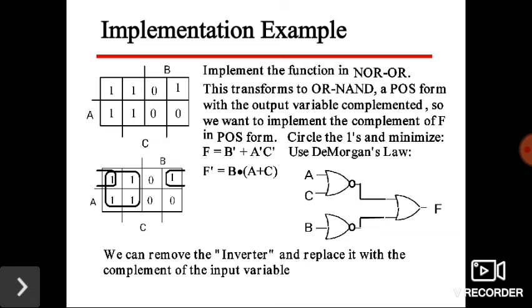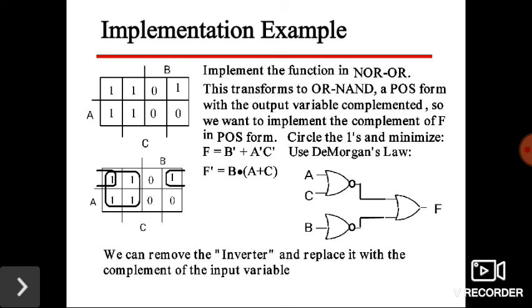For example, implement the function in OR-NAND. This transforms to product of sums form with the output variable complemented. So we want to implement the complement of f in product of sums form. That means we need to circle the ones and minimize. For example, f equals b bar plus a bar c bar. Using De Morgan's law, we can construct the diagram. So f bar, the complement, equals b dot (a plus c).